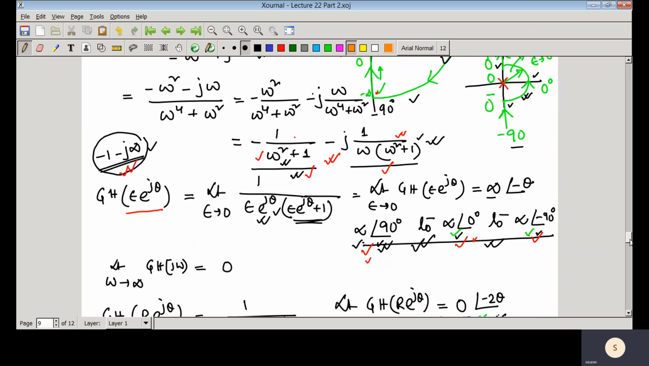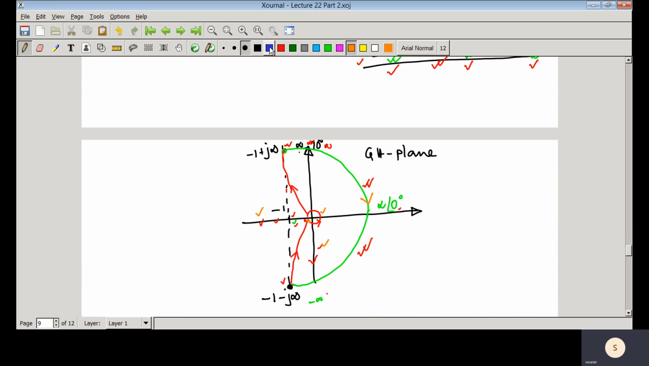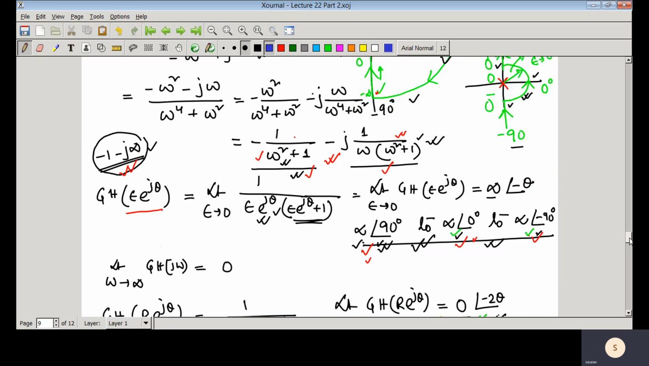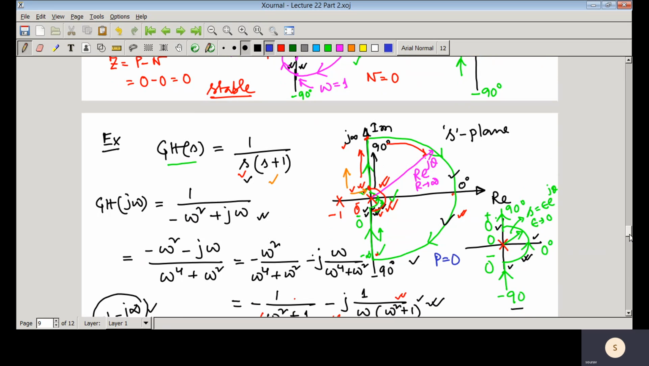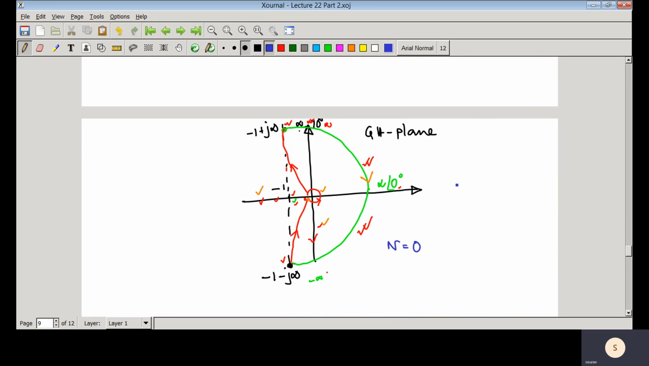And from here also it is clear that there is no encirclement, so that means that encirclement equal to 0, and here you can see that p equal to 0, no pole enclosed by this Nyquist contour. So that means according to the Nyquist criteria, z equal to 0. That means the closed loop system would be stable.